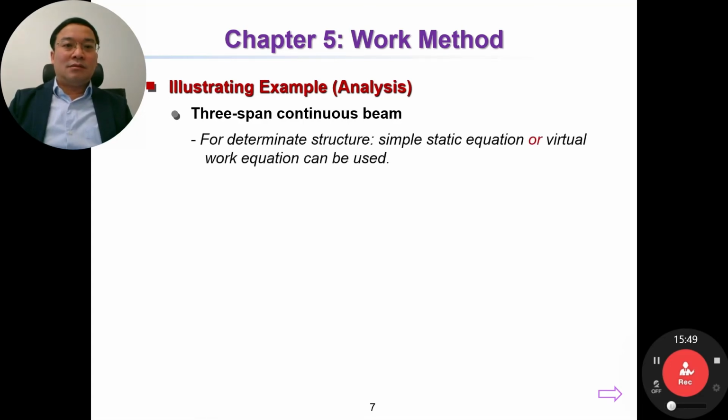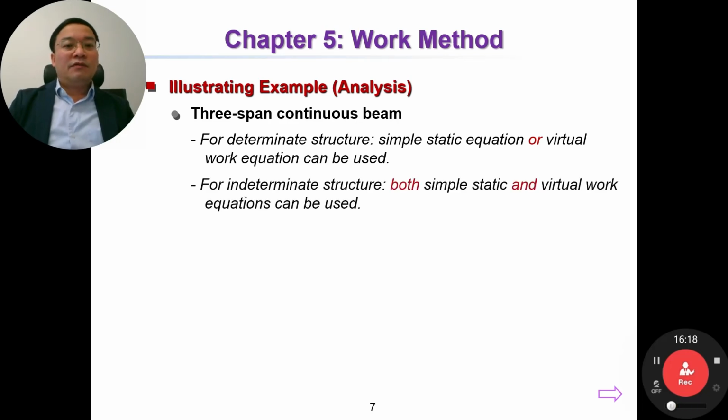3-span continuous beam. For a determinate structure, simple static equation or waterwork equation can be used. However, for an indeterminate structure, both simple plastic and waterwork equations may be used.